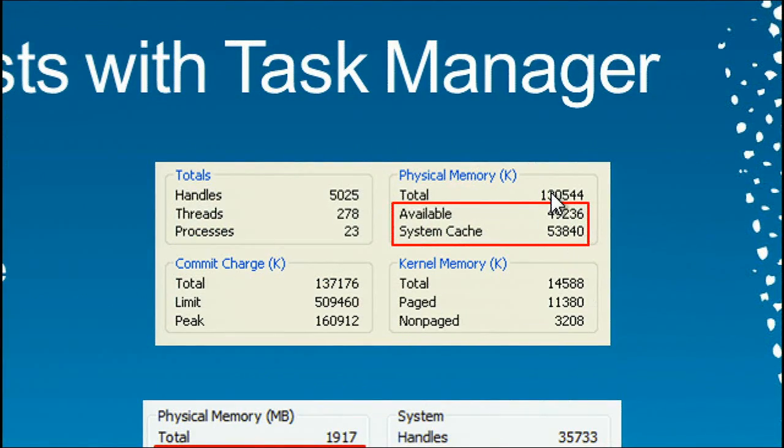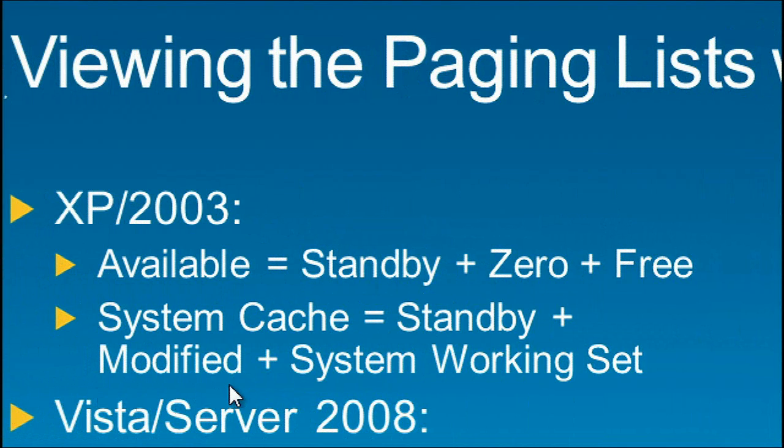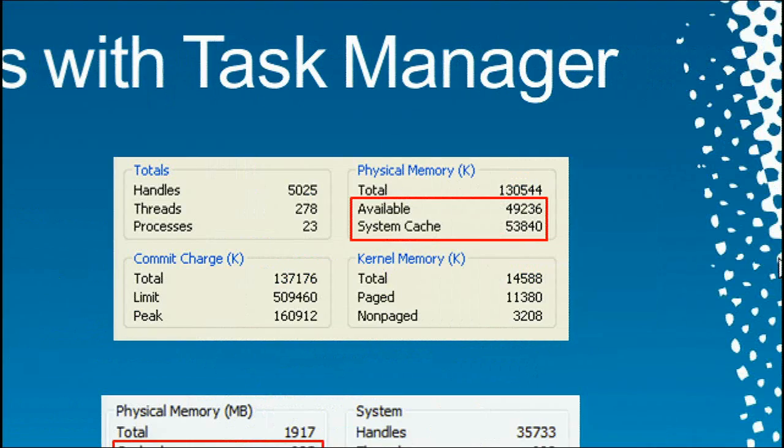System cache. System cache is the sum of the standby list plus the sum of the modified page list plus one of the working sets. The system working set, it counts as cache for some reason. And that is what shows up in that system cache value over here. So that's some of those lists too. The standby list is in both of those, counted in both of those.